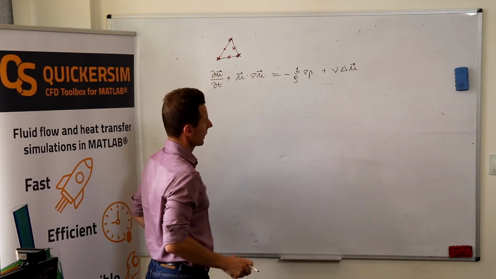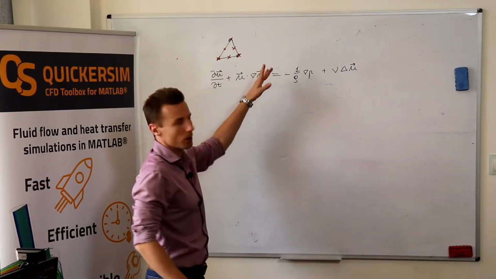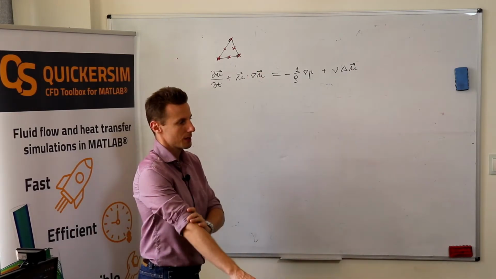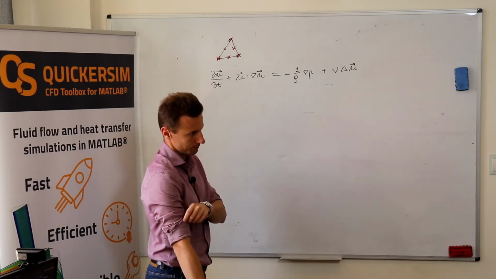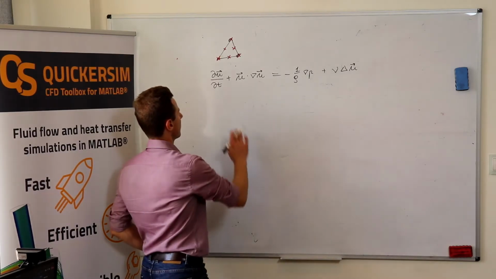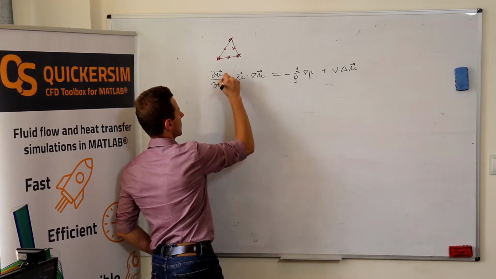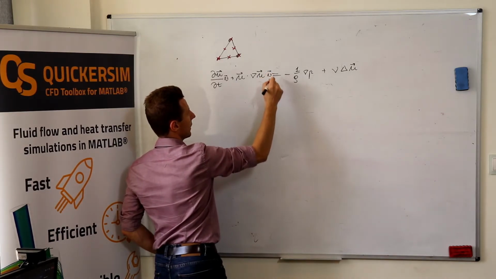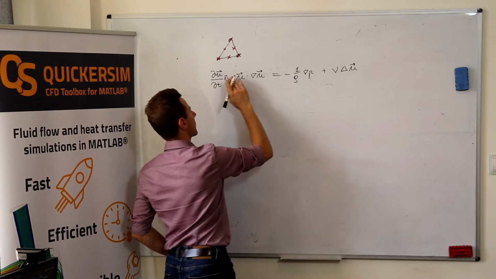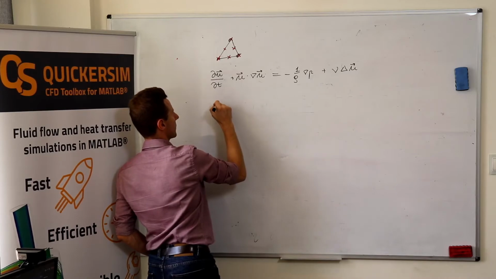Okay, that's the strong form. What do we need to do next? Yeah. V times V, or let me rewrite and integrate.